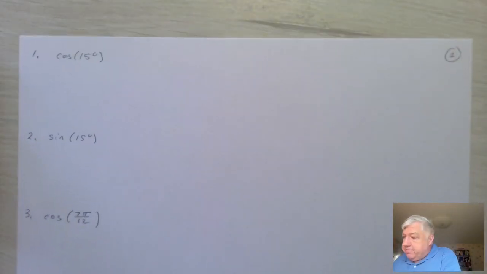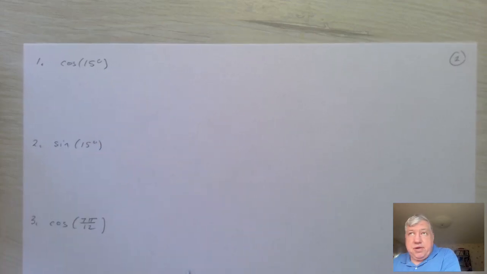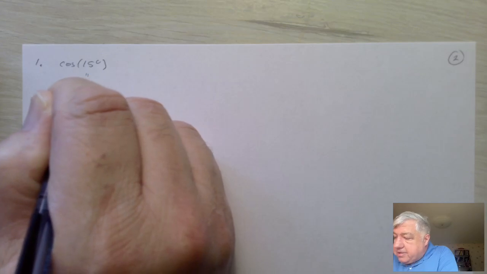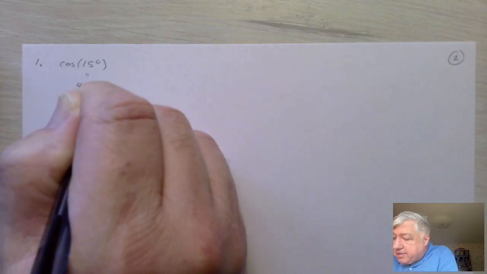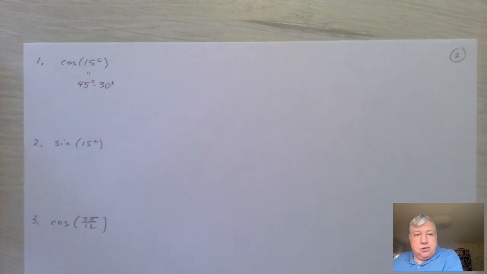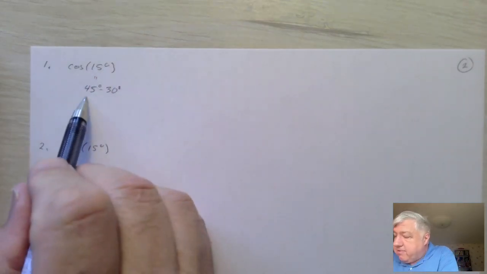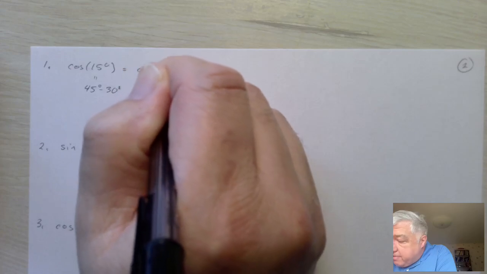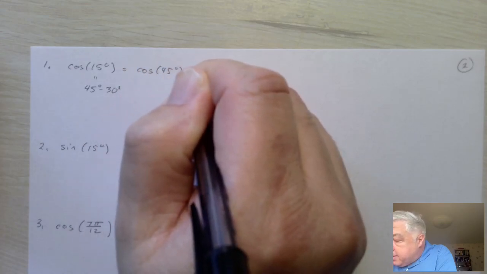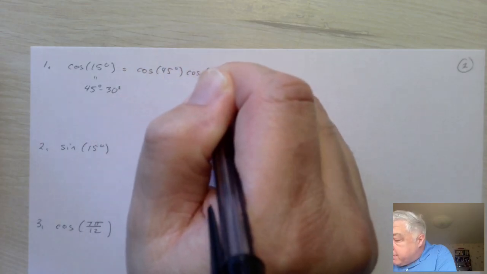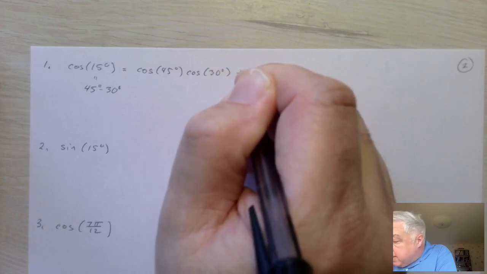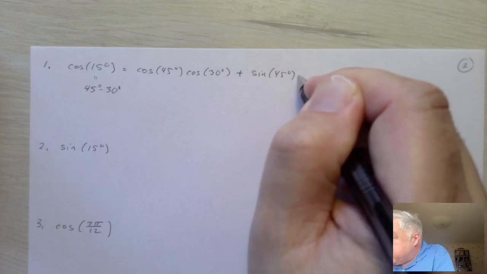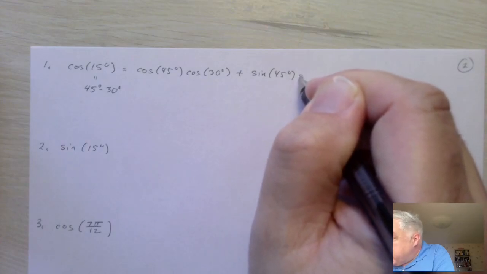So cosine of 15 degrees, we can now figure out what that is because we can write 15 as 45 minus 30. Right? So using that, this is the cosine of 45 minus 30. So this will be the cosine of 45 degrees, cosine of 30, plus sine of 45 degrees, sine of 30.